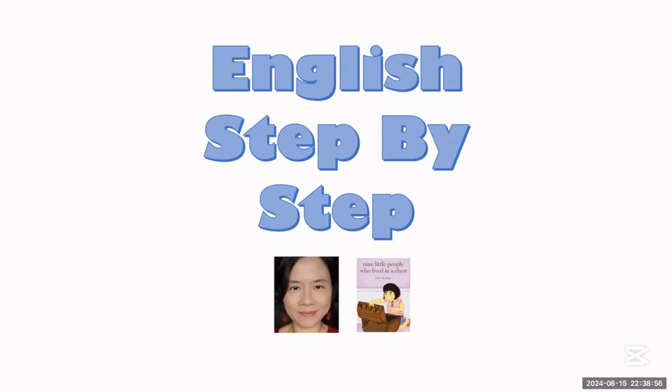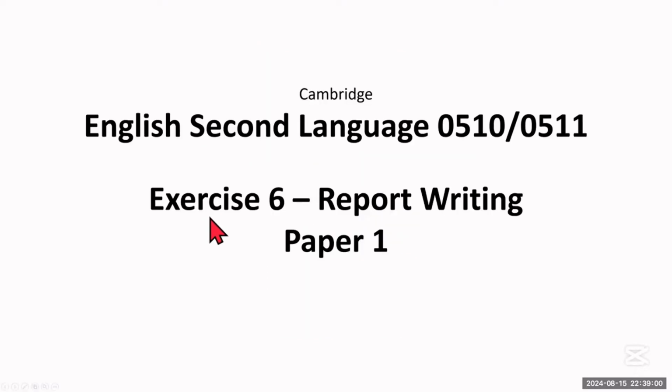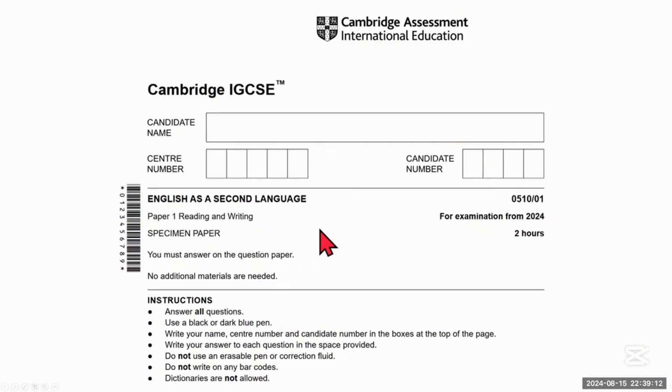My name is Miss Wee, and today I'd like to do with you exercise 6 in the English second language paper. And in this paper, we're going to do report writing. This is the exact paper that I want to do with you. This is the specimen paper, and it is paper 1.